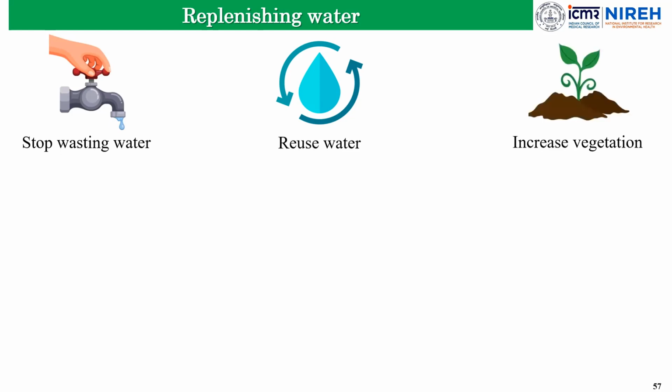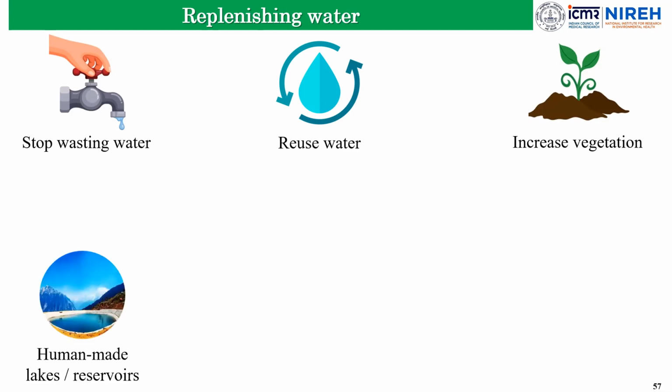Then increase the vegetation, because you all know that vegetation helps in binding water. The roots of the plants bind the water into the soil, and then it remains in the ground for a long time. So vegetation has to be increased, and it also maintains various other important aspects of the environment, like regulating the temperature, and it also helps in precipitation. This can also be done at your own level.